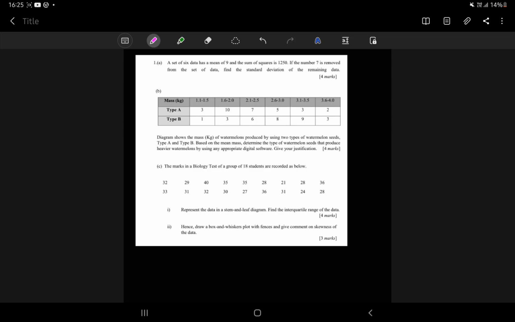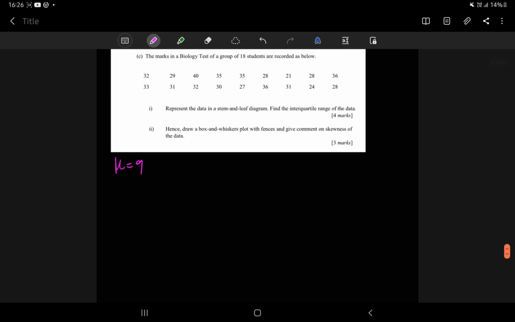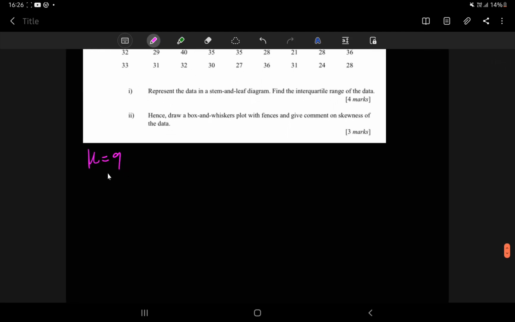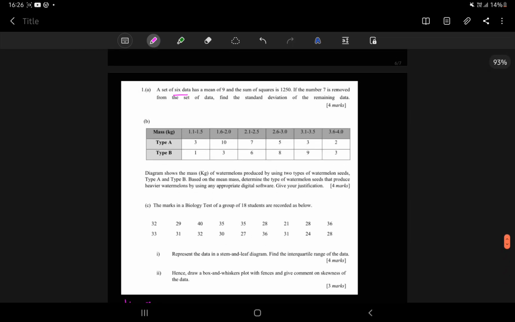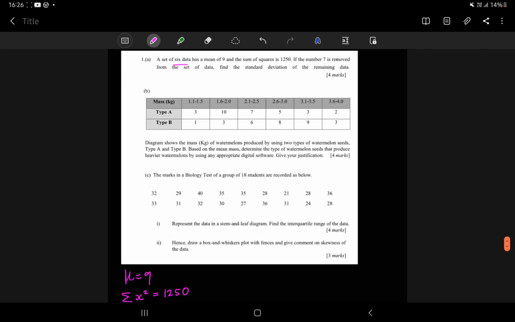Question 1. A set of 6 data has a mean of 9 and sum of square is 1250, right? So I will denote the sum of square as sum of x square, 1250. If the number 7 is removed from the set of data, find the standard deviation. So then the standard deviation, we want to find sigma.